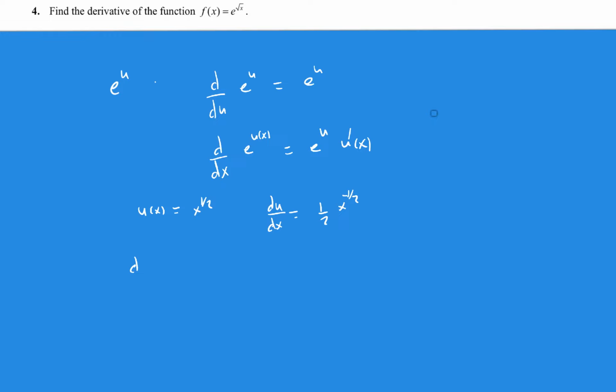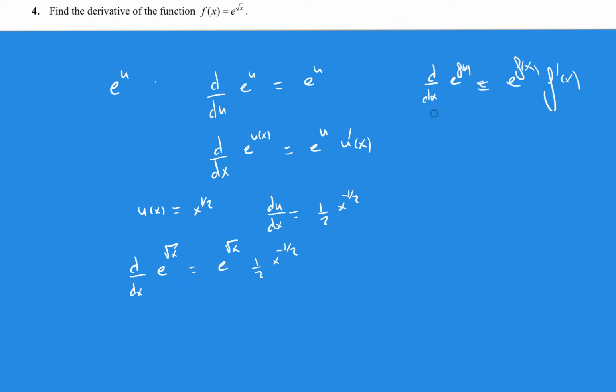So the derivative with respect to x of e to the square root of x is e to the square root of x times the derivative of the square root of x, 1/2 x to the minus 1/2. So what I have applied is that the derivative with respect to x of e to the f of x equals e to the f of x times f prime of x.